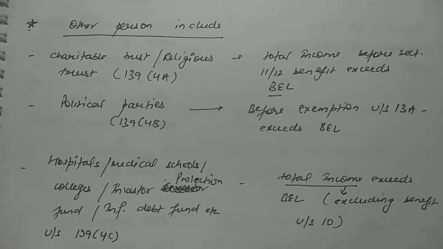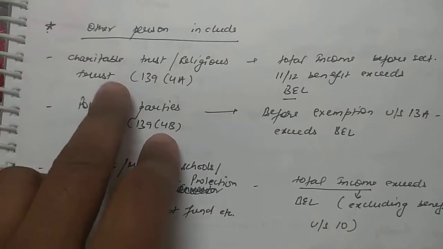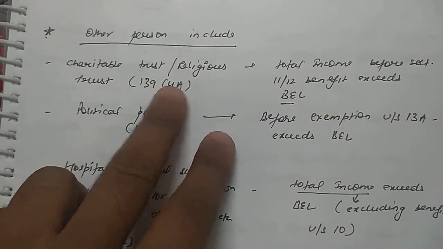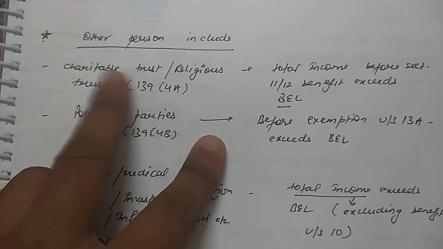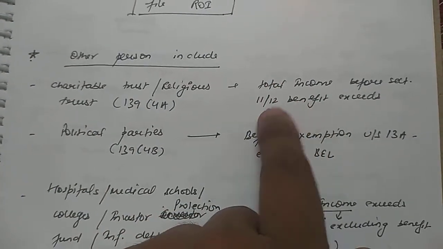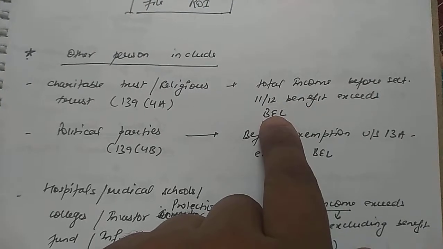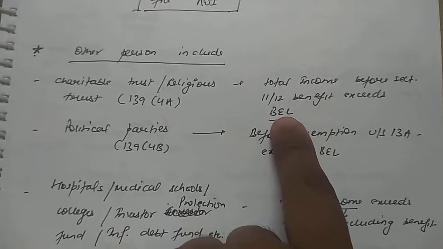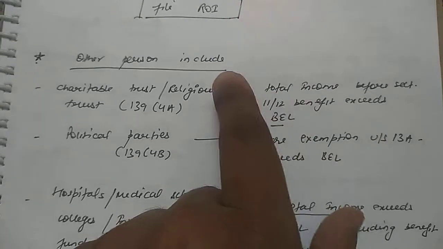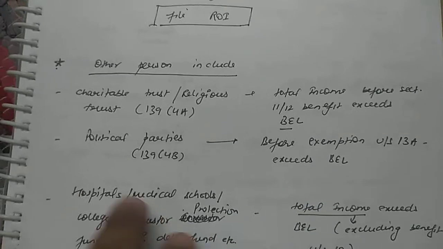Now let's move forward and talk about the other provisions of section 139(1). Under section 139(4)(a), if there is a religious trust or charitable trust whose total income before getting the benefit of section 11 and 12 exceeds the basic exemption limit, then they need to submit the return of income on or before the due dates, as we discussed earlier.